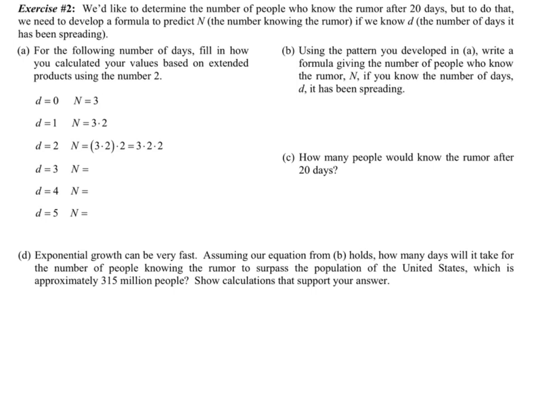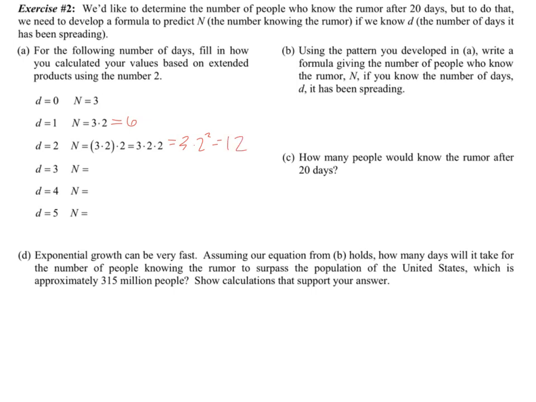So we'd like to determine the number of people who know the rumor after 20 days. But to do that, we need to develop a formula to predict N, the number of people knowing the rumor, if we know D, the number of days it has been spreading. So for the following number of days, fill in how you calculated your values based on extended products using the number 2. So for day 0 it's 3. For day 1, it's 3 times 2, which is 6. Day 2 is 3 times 2 times 2 again, which is 3 times 2 squared, which is 12.